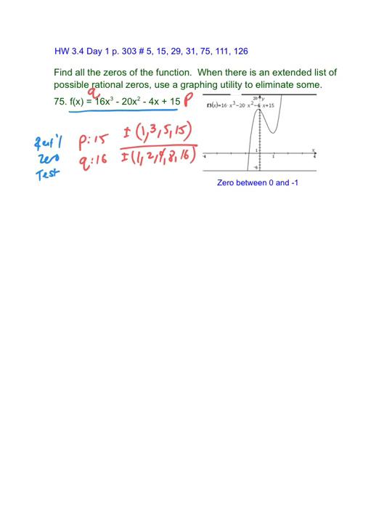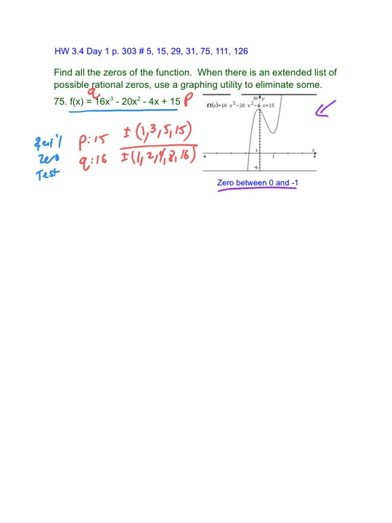Because the problem goes on and says when there's an extended list of possible rational zeros, use a graphing utility to eliminate some. So over here, you'll see I pasted in a graph. You'll put that into your graphing calculator. And from this, we can see that there's a 0 between 0 and -1.